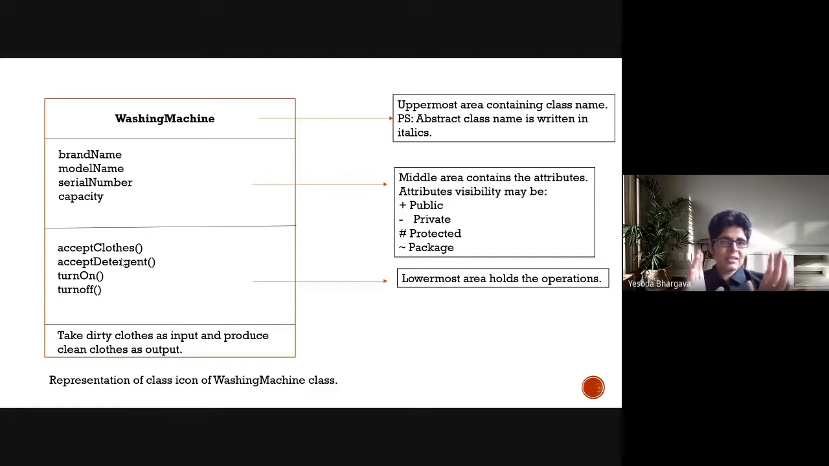So is this clear how a class is shown in a class diagram as a basic building block? Is this clear to all of you? All right, so I'll take that as affirmation.